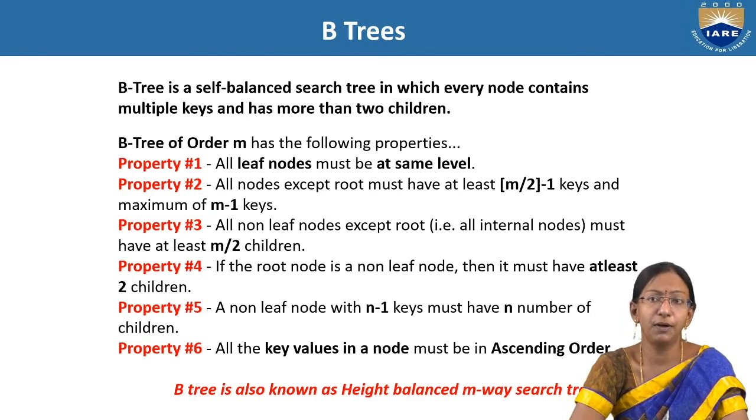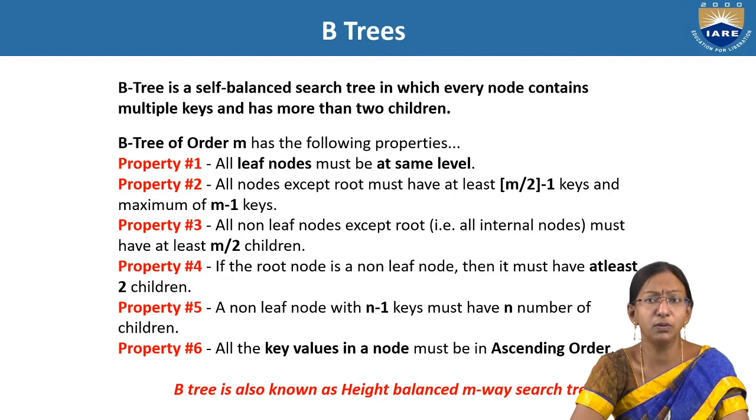Okay. Property 5. A non-leaf node with n minus 1 keys must have n children. That is the basic rule which we have for multi-way search trees. The last property, the 6th property: all the key values in a node must be in ascending order. Even this is a basic property of a multi-way search tree.